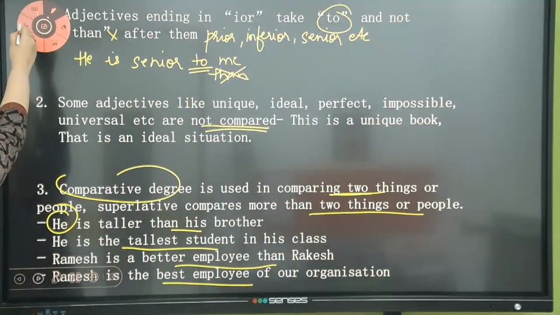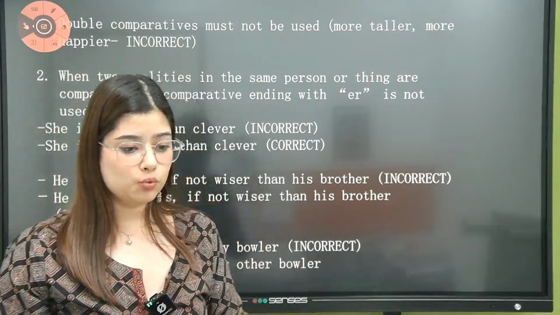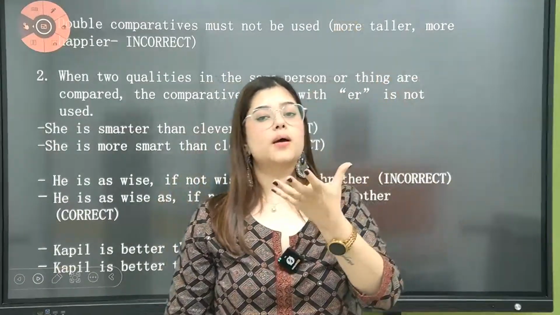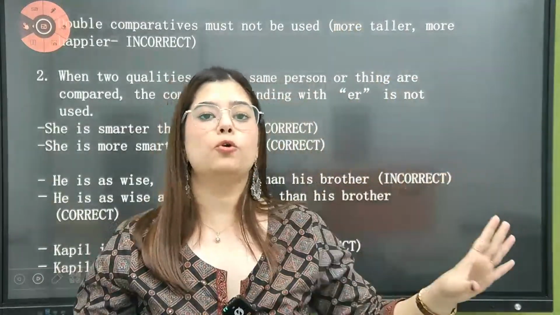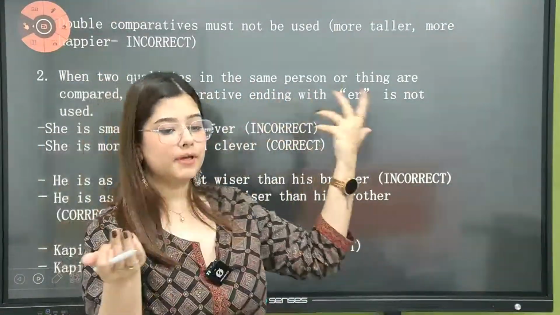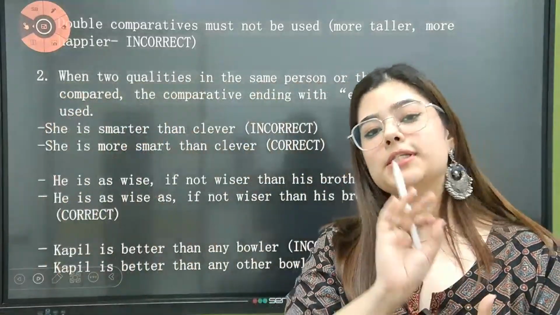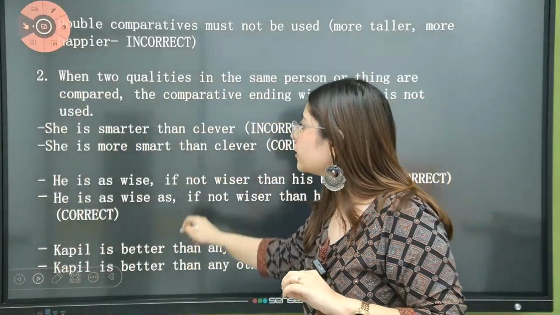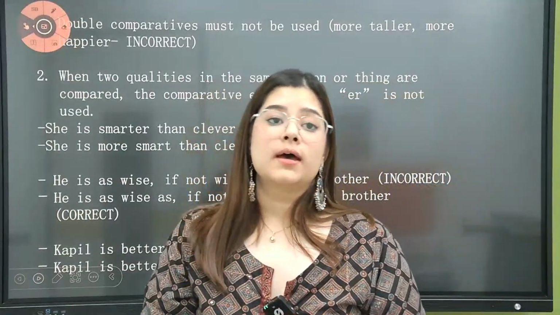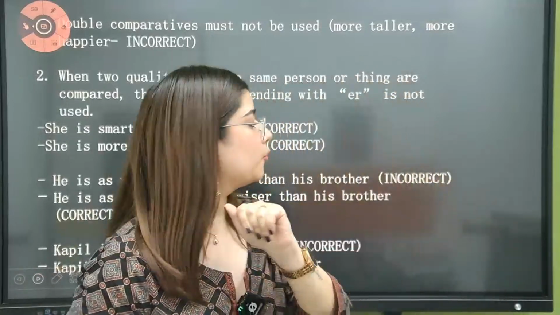So I'll move forward. Double comparatives must not be used ever. Tall, taller, tallest. Taller is a comparative form. I will not say more taller. I will not say more tallest. I will not say more happier. Happier is already in its comparative form. So make note of that. Such questions come in spot the error. Why I'm emphasizing this, or why I'm discussing these things, is because this knowledge would be tested in spotting the error type questions.